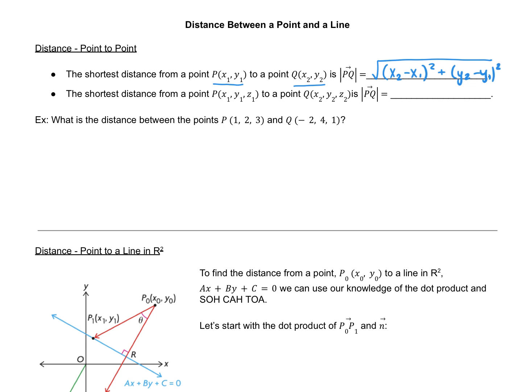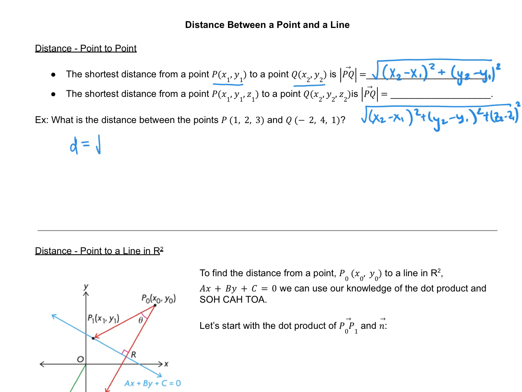There we are. And it's going to be the exact same thing if it were in 3D, except now we have that extra z component. So x2 minus x1 squared plus y2 minus y1 squared plus z2 minus z1 squared. That's really just your magnitude formula. So what is the distance between the points P and Q?